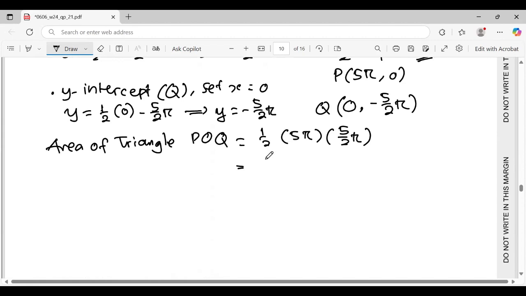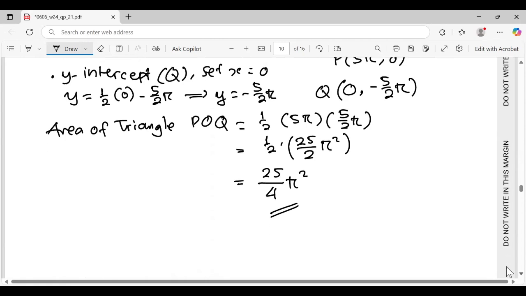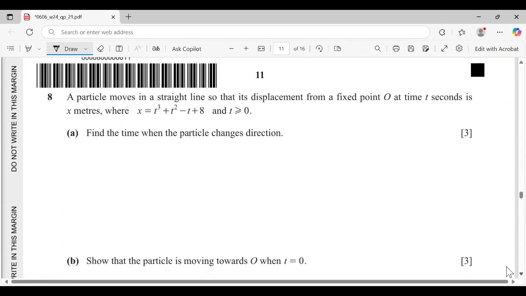So no need to write the negative sign because distance or area is never negative. So it's going to be 1/2 times 25/2 pi squared. And 2 times 2 equals 4. So it is 25 over 4 pi squared. This is the area of triangle POQ. Let's continue to the next question, number 8.